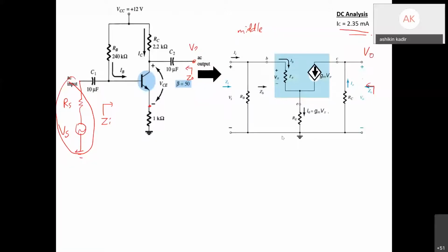Okay, so for this one you can use the previous ZI, Z out and also the AV to find the value. Okay, so try to calculate the ZI, Z out, and also the AVOC for the circuit. Okay, maybe in 10 minutes.